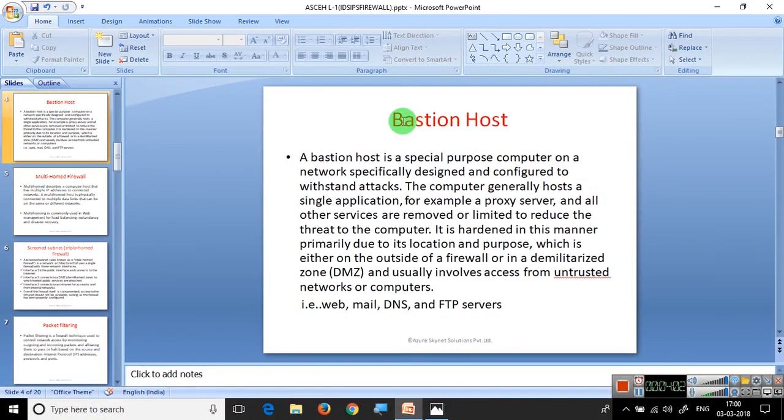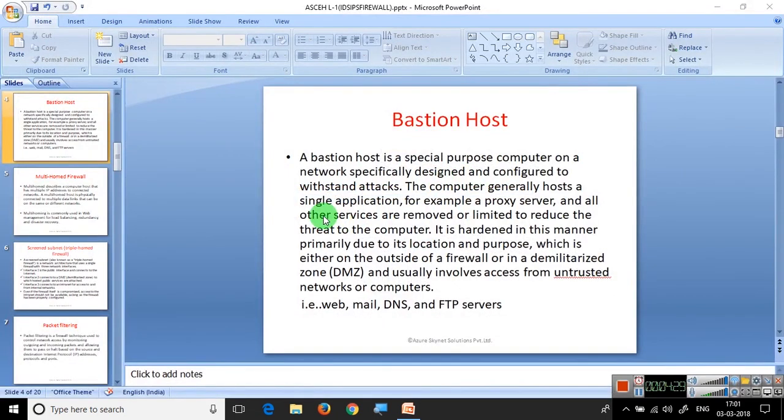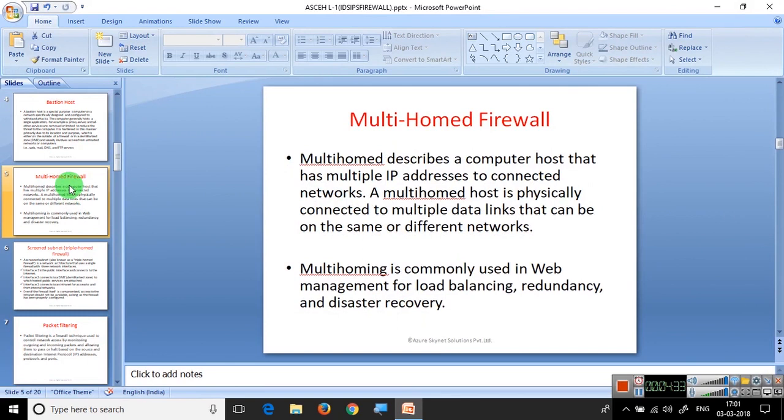So yeah, a bastion host is usually outside the network, or it's in the DMZ. If you want to exchange messages from this network to that network, this is acting as a DMZ. It's just an example. Now after the bastion host, the next one is the multi-homed firewall.